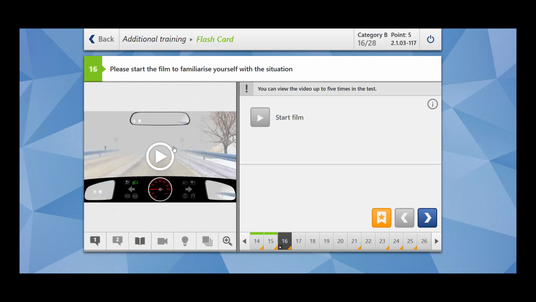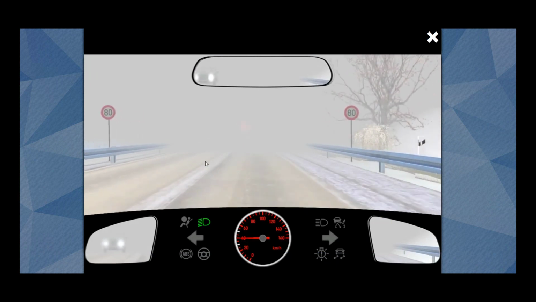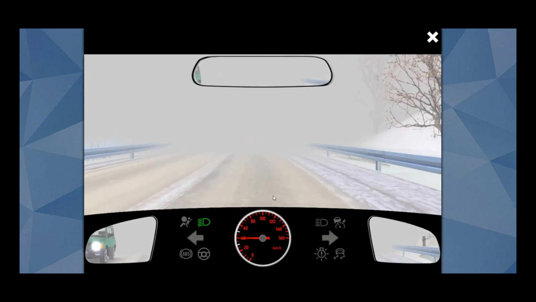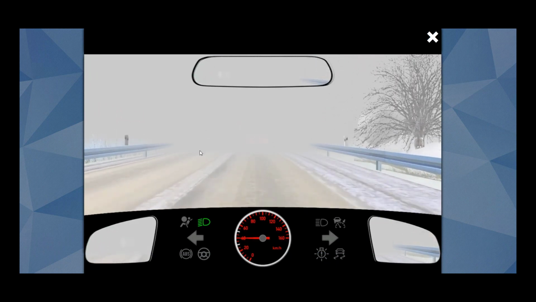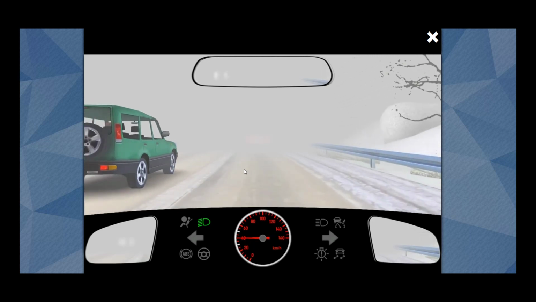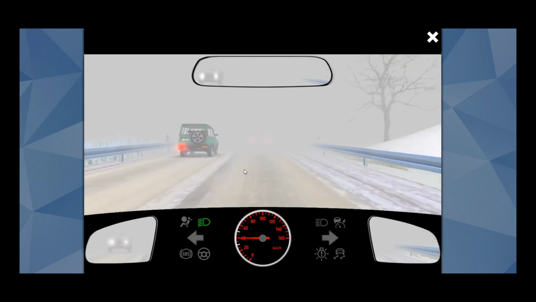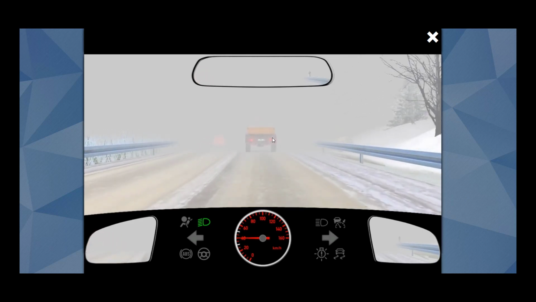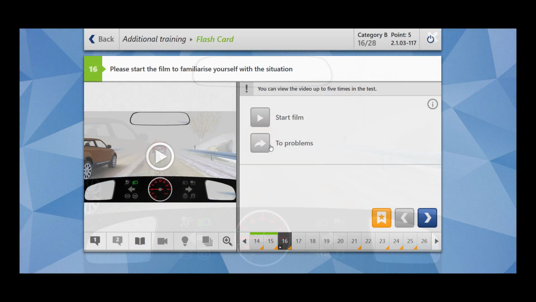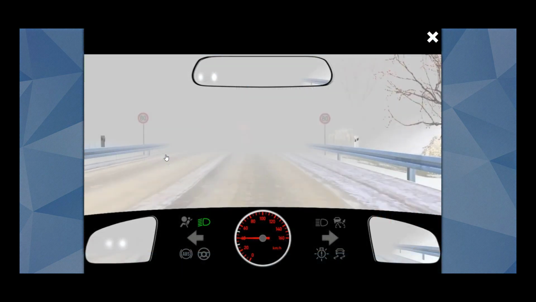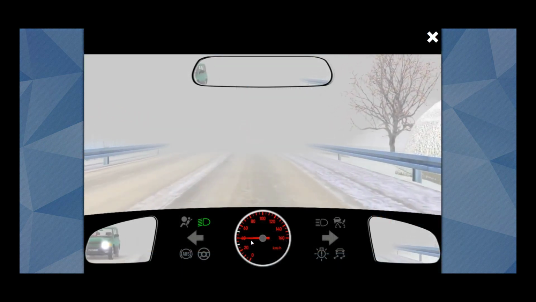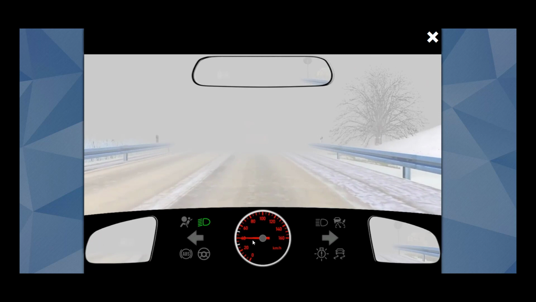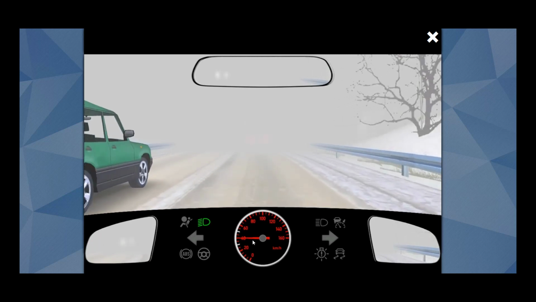Please start the film to familiarize yourself with the situation. The speed limit is 80. We are driving at 40 because there is fog all over and the visibility is not so good. We see a vehicle in front of us with the rear fog light switched on. Let's play it once again. Speed limit is 80, but we are driving at 40 because of the weather condition. The stretch of the road is not so well visible to us.